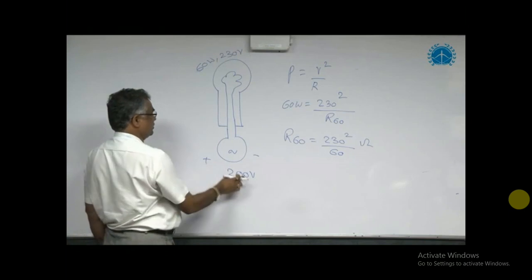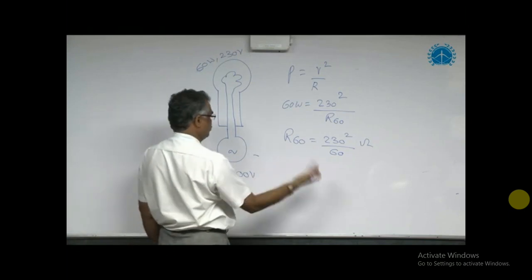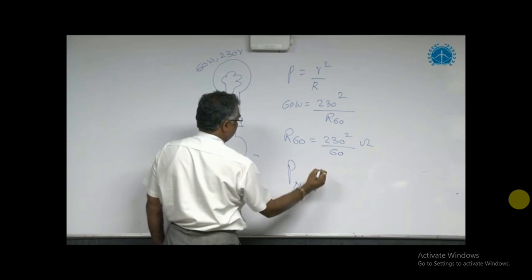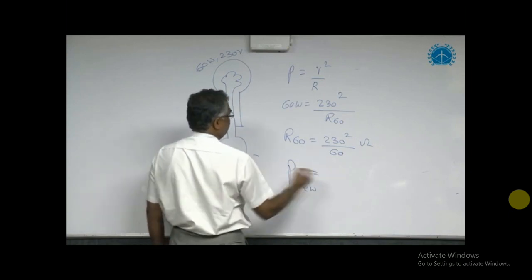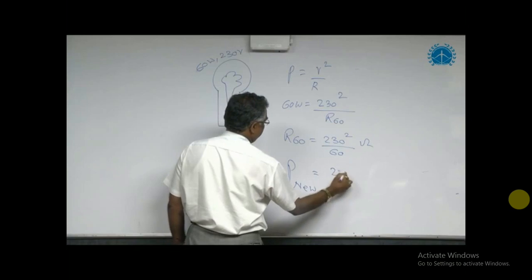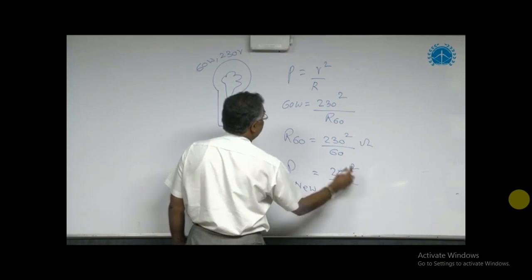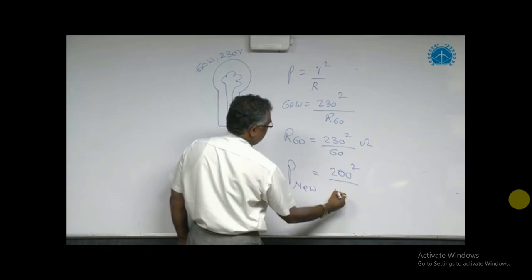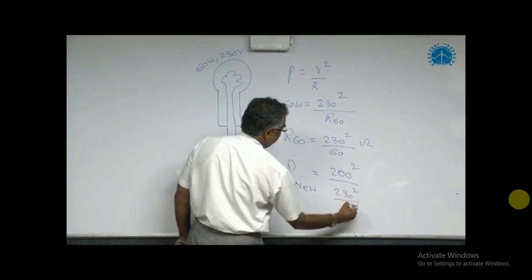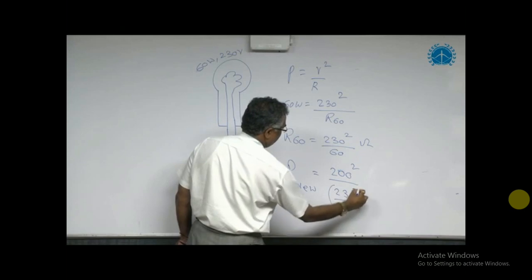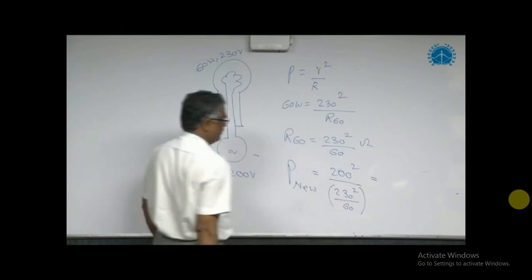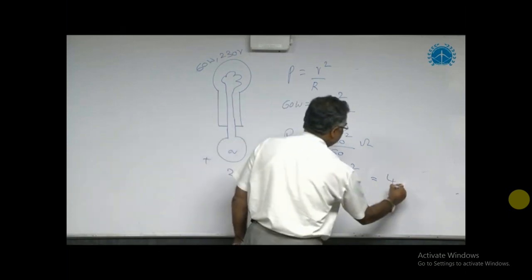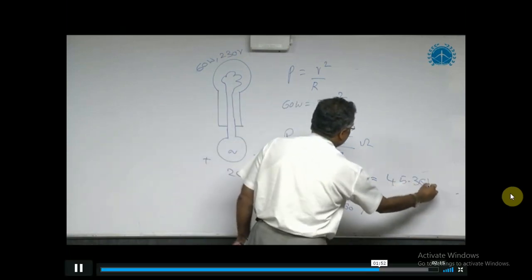Now what is the voltage applied? 200. What is the new power? Now power P is equal to V square by R. What is V applied? Not 230, it is 200. So 200 square by R. What is the bulb resistance? It is 230 square by 60. Simplify this and you will get the answer as 45.36 watts.